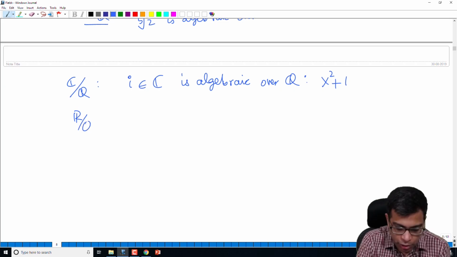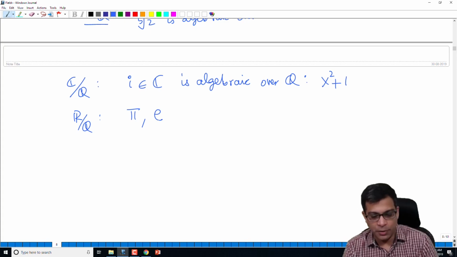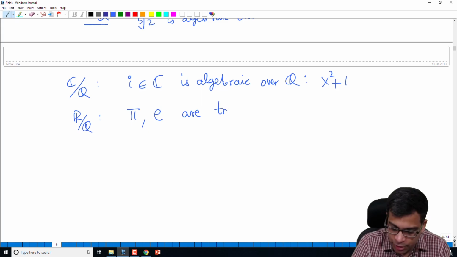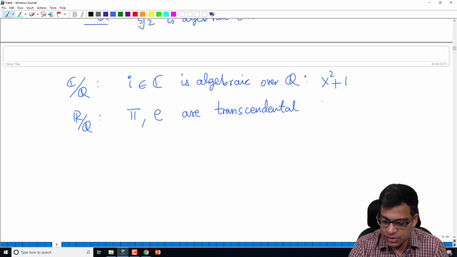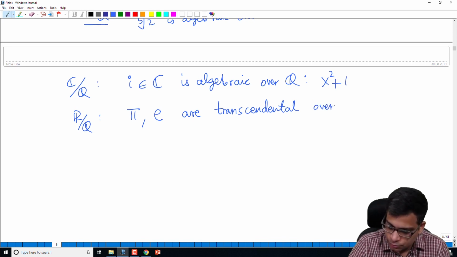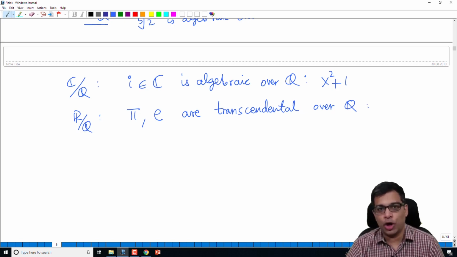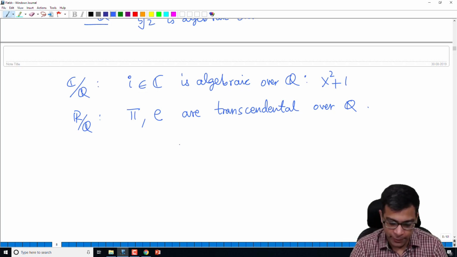Going back to R over Q, you all know the elements pi and e that are defined using some geometric or analytic constructions. These are not algebraic over Q. This can be done, but it requires a proof. These are consequences of some theorems. They are transcendental over Q. So there is no polynomial which has pi or e as roots, and there are various other such elements one can write.